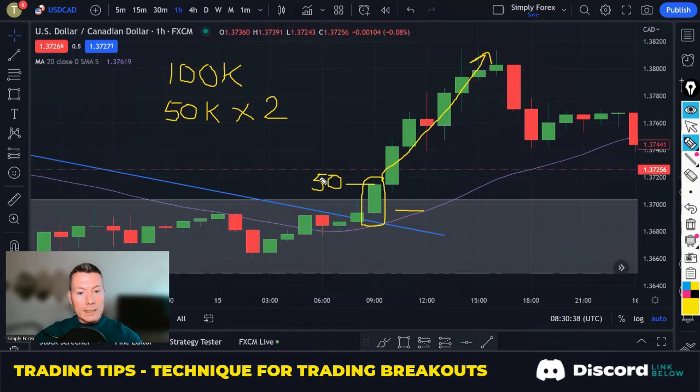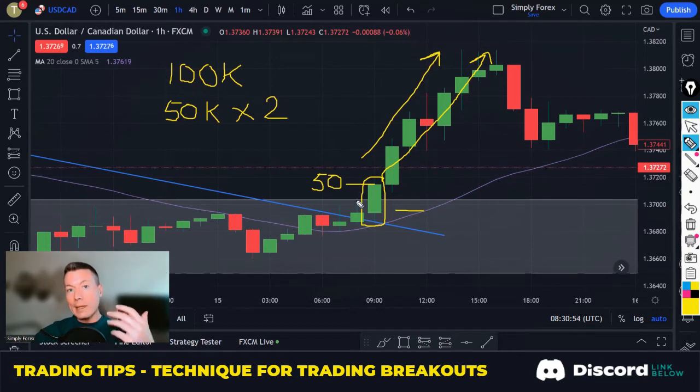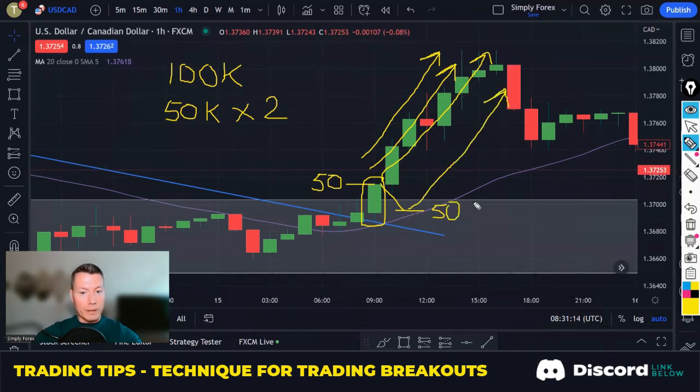But I still have money in the game. I'm still in this trade and making money. If we had waited for a retrace, we wouldn't have been able to take this trade. We wouldn't have been in this very nice trade. So once you get the candle that breaks out, enter with half your normal size. If you don't get a retrace, no problem. This is an example. Price shot up. Wonderful. If you get a retrace, you can enter your second 50K here, and then this is also in profit as well. This is your second 50K.